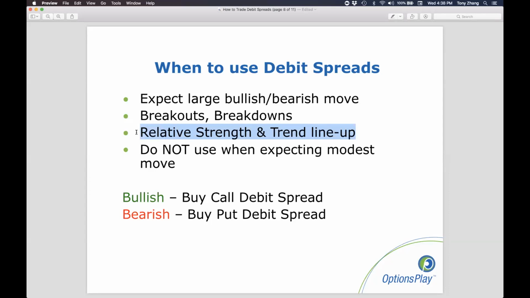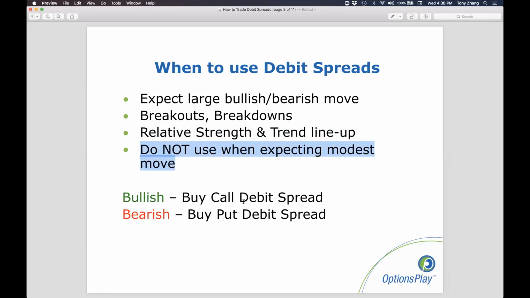But the one thing to really keep in mind is that you should not use a debit spread when you're only expecting a modest move. So if you have a stock that's trading at 100 and you think it's going to go up to 102, 103, a small move, this is not the type of strategy that you generally want to use for that. This is for if you expect the stock to move from 100 to 110 in a month or two. Those are the types of times when you want to utilize a debit spread.